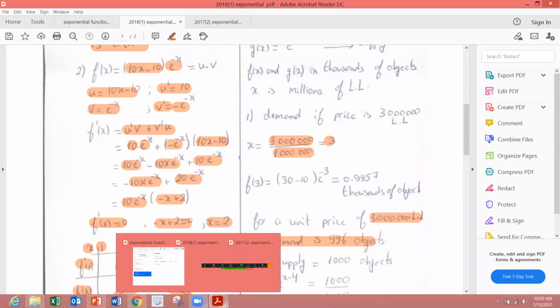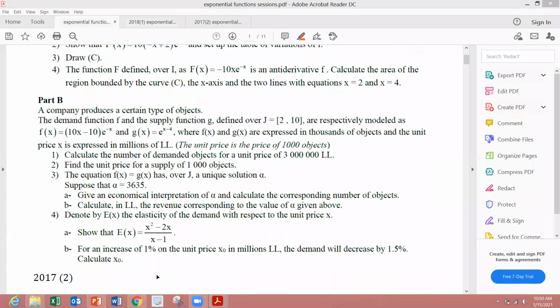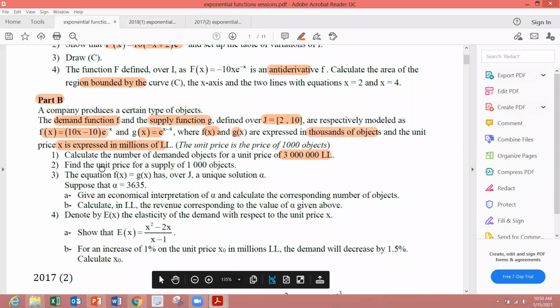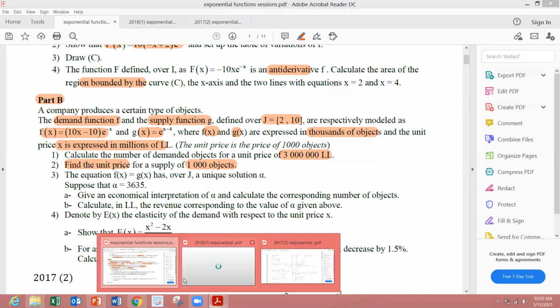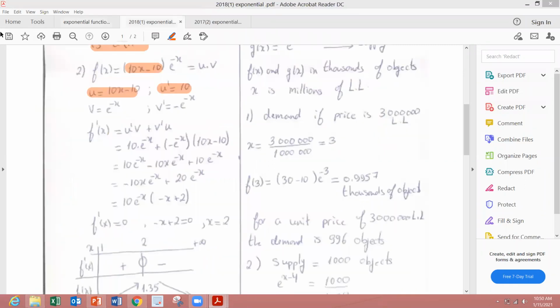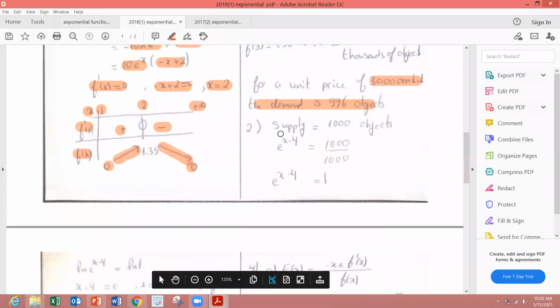Now part 2. Find the price x if the supply is 1000. Which one is the supply, F or G? Gx. What are we going to replace Gx with? Supply equals 1000 objects. Supply is 1000 objects.